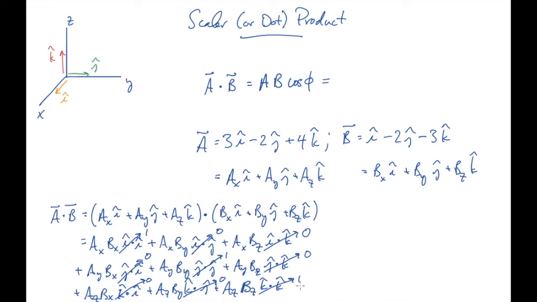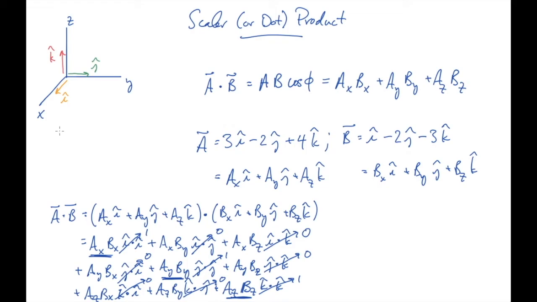What survives here are the diagonal terms from these 9 original terms. So look at which ones survive. ax bx plus ay by plus az bz. So the other way to calculate the dot product, if you know components, is to write it like this. ax bx plus ay by plus az bz. So that's the second way to calculate the dot product if you know components.